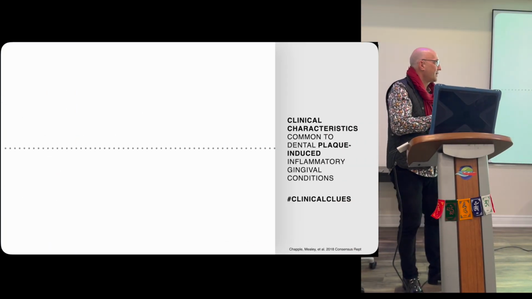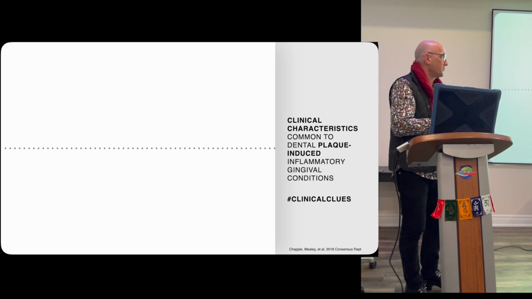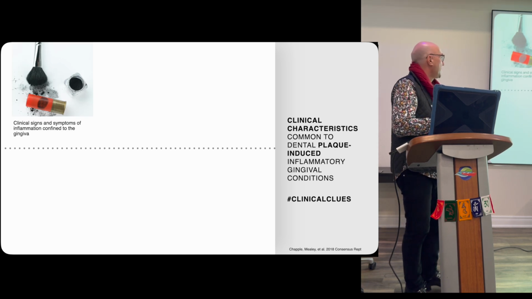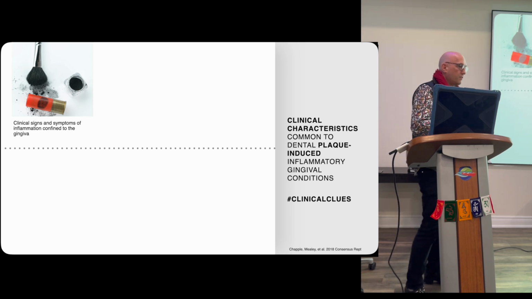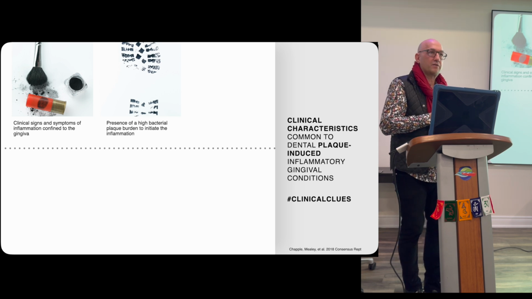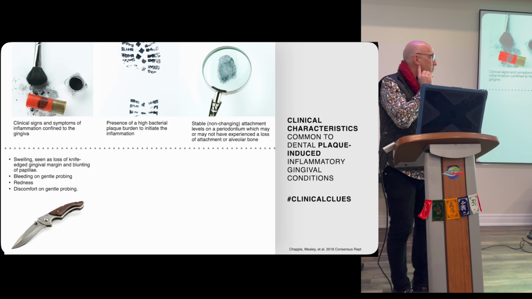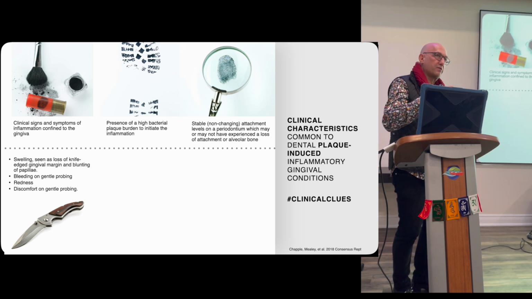Thank you for that. So clinical characteristics common to plaque-induced inflammatory gingival conditions, so these are clinical clues, are confined to the gingiva. So the inflammation is confined to the gingiva. There's no bone loss that happens. There's a high bacterial plaque burden to initiate the inflammation, usually. The attachment levels on the periodontium may or may not have experienced a loss of attachment or alveolar bone. So as soon as the alveolar bone is going, then we know that it's progressing. You're down that one-way street.